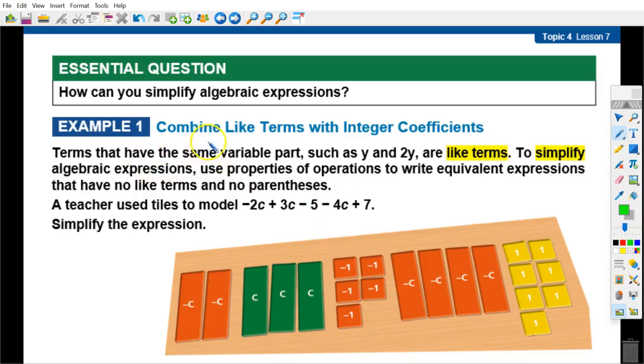Example 1. Combine like terms with integer coefficients. Terms that have the same variable part, such as y and 2y, are like terms. To simplify algebraic expressions, use properties of operations to write equivalent expressions that have no like terms and no parentheses. A teacher used tiles to model negative 2c plus 3c minus 5 minus 4c plus 7. Simplify the expression.